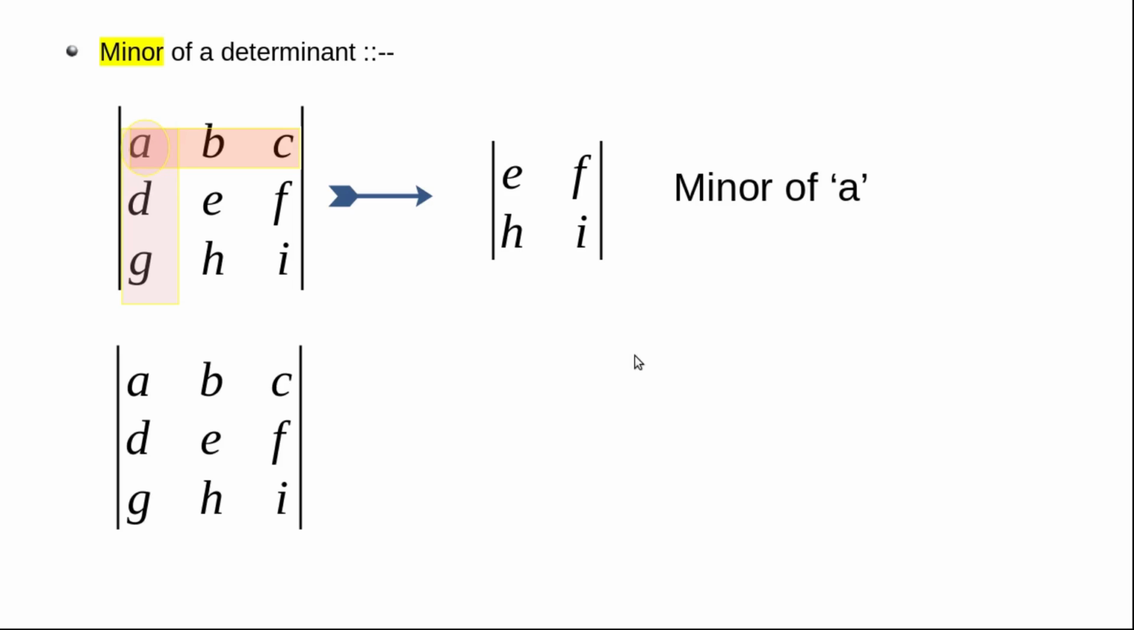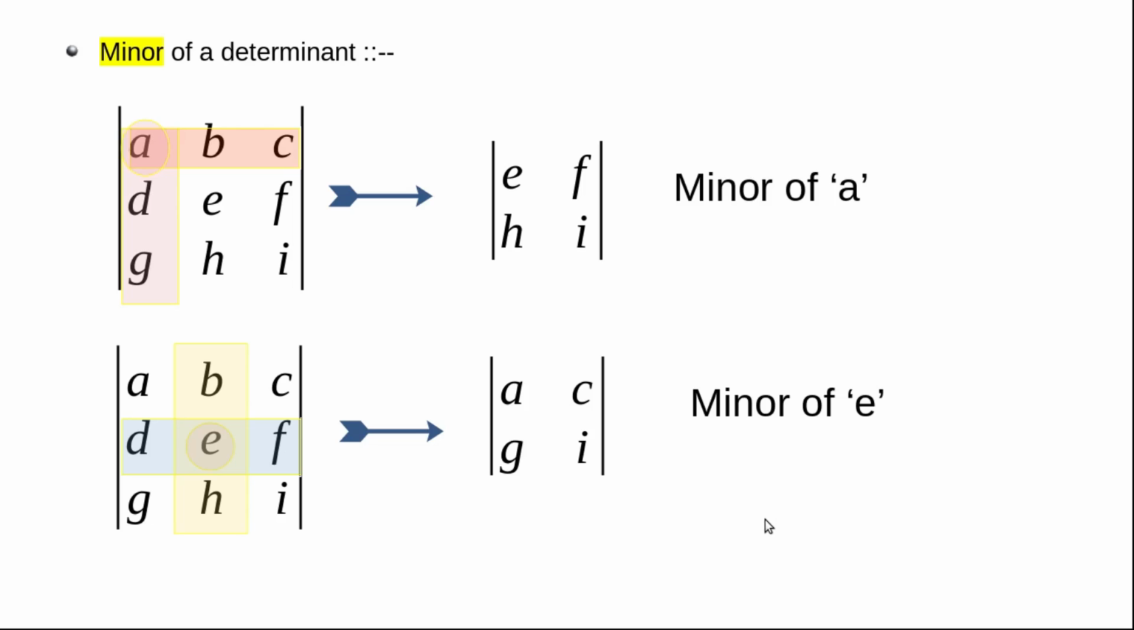We take another example. We take the similar determinant and we have to find the minor of the element E. Then what is the process? First highlight the row containing E and then highlight the column containing E. Now the rest of the portion, that is A, C, G, I, if it is written in determinant form, then it looks like A, C, G, I. So the elements in the same row are written in the same row, and the elements in the same column are written in the same column. Then this determinant is called the minor of E.